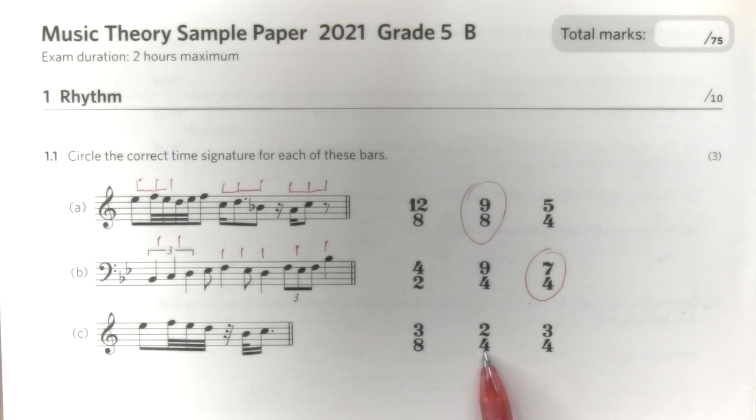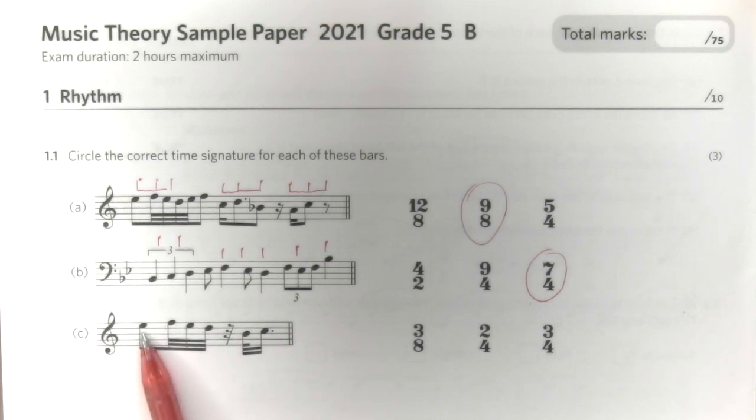3/8, 2/4 and 3/4. 3/8 means 3 quavers. 2/4 is 2 crotchets, and 3/4 is 3 crotchets. I would start from the first one. Let's have a look. So if I have 1 quaver here and 4 demisemiquavers, which equal another quaver, this would make a crotchet.